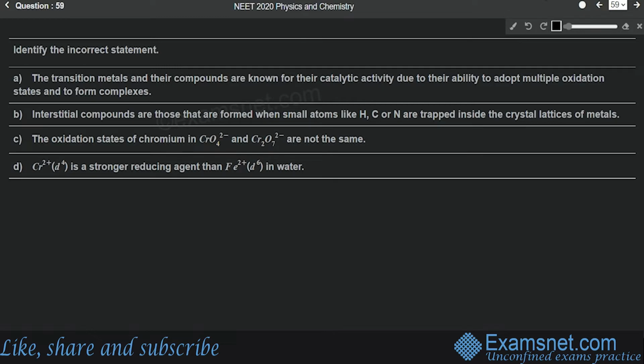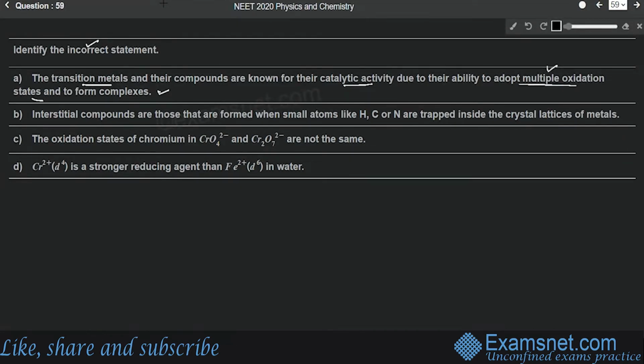Question number 59 is from the D and F block elements, and here we have to identify the incorrect statement. The first statement says the transition metals and their compounds are known for their catalytic activity due to their ability to adopt multiple oxidation states and to form complexes. So this is absolutely true. These transition metals can adopt multiple oxidation states and form complexes. Due to that, they also act as catalysts. So this is a correct statement.